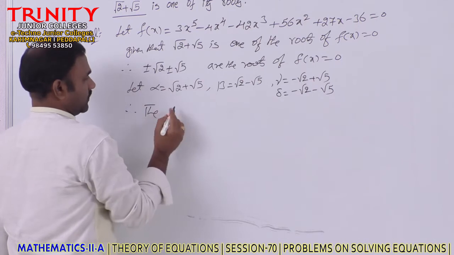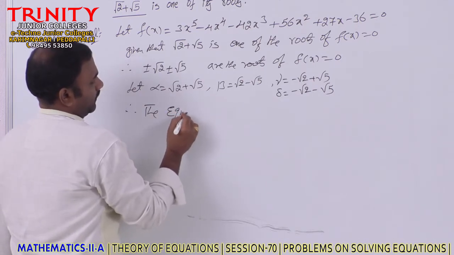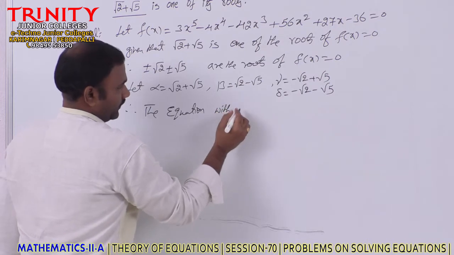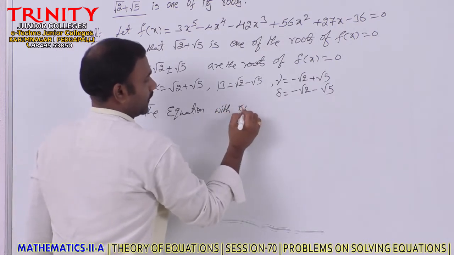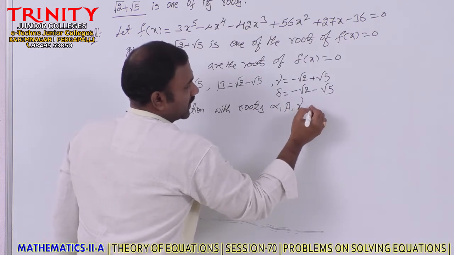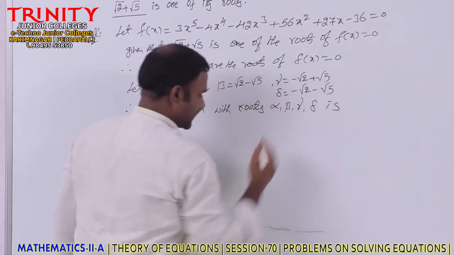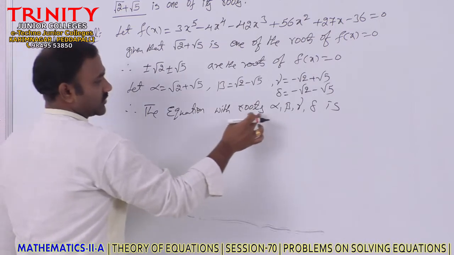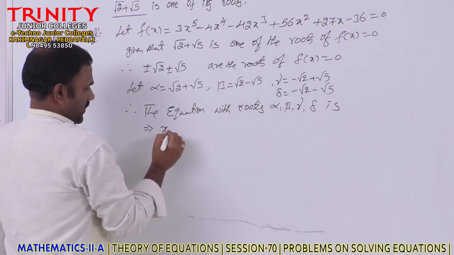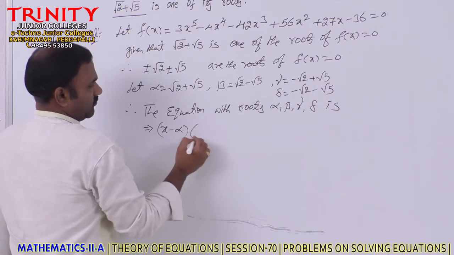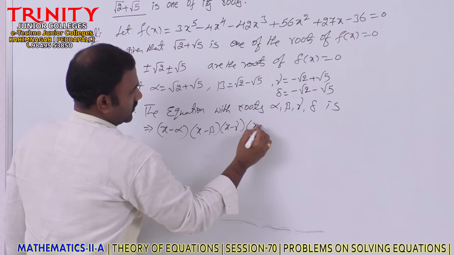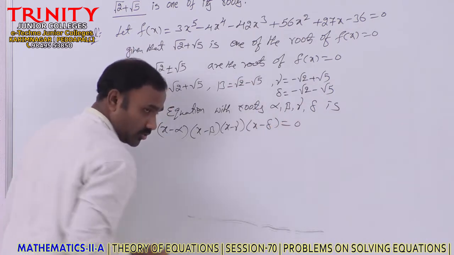Therefore, the equation you can calculate directly. The equation with roots alpha, beta, gamma, delta is x minus alpha into x minus beta into x minus gamma into x minus delta equal to 0.